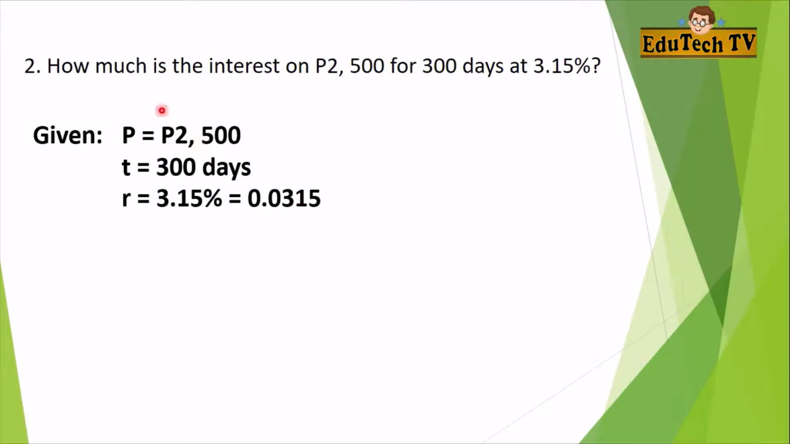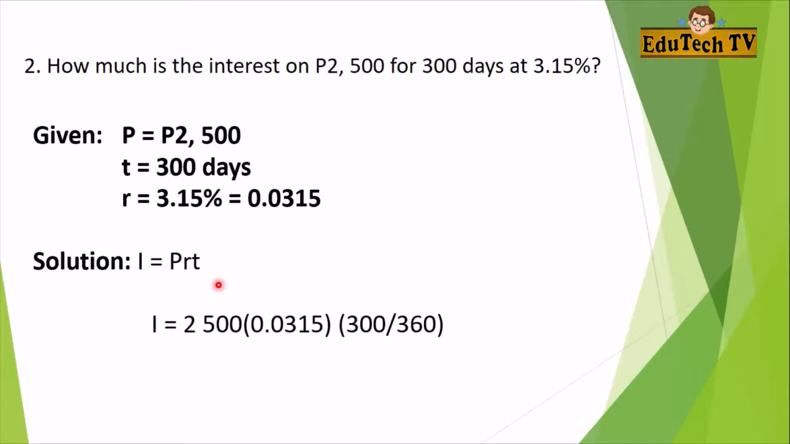Now since it is simple interest, we have I equals PRT, so it's just a matter of substituting each term. In time, as you notice here, we have 300. Since it is expressed in days, we just have to divide it by 360. And multiplying these three, we will come up with 65.63 as the interest.